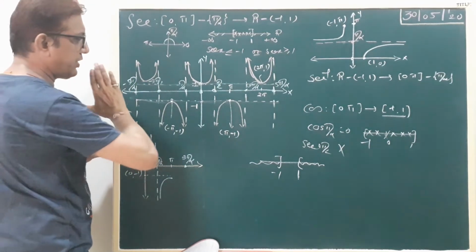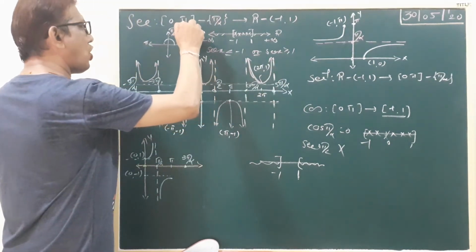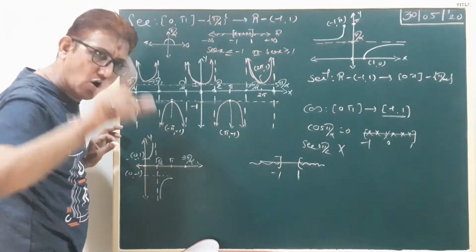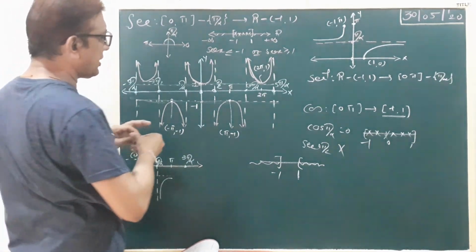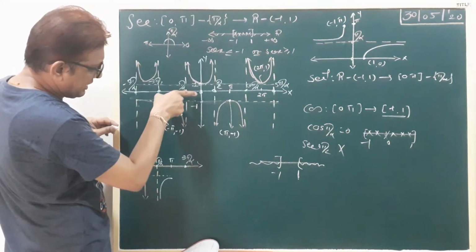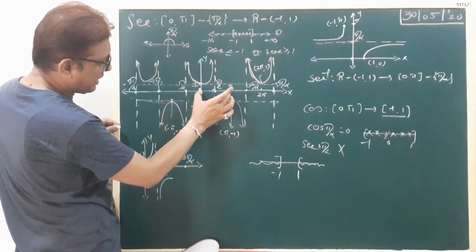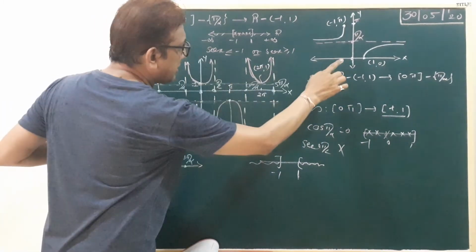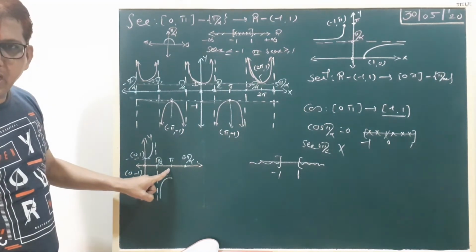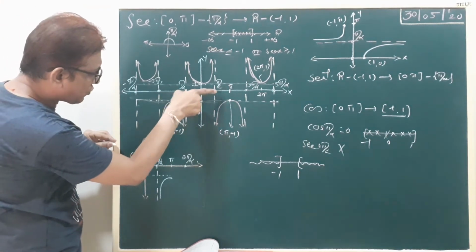So here we draw the sec graph. This function is already one-one and onto. So we draw only this portion, 0 to pi, from the origin to pi. This portion only. Look here. 0 to pi. Only this portion, 0 to pi.